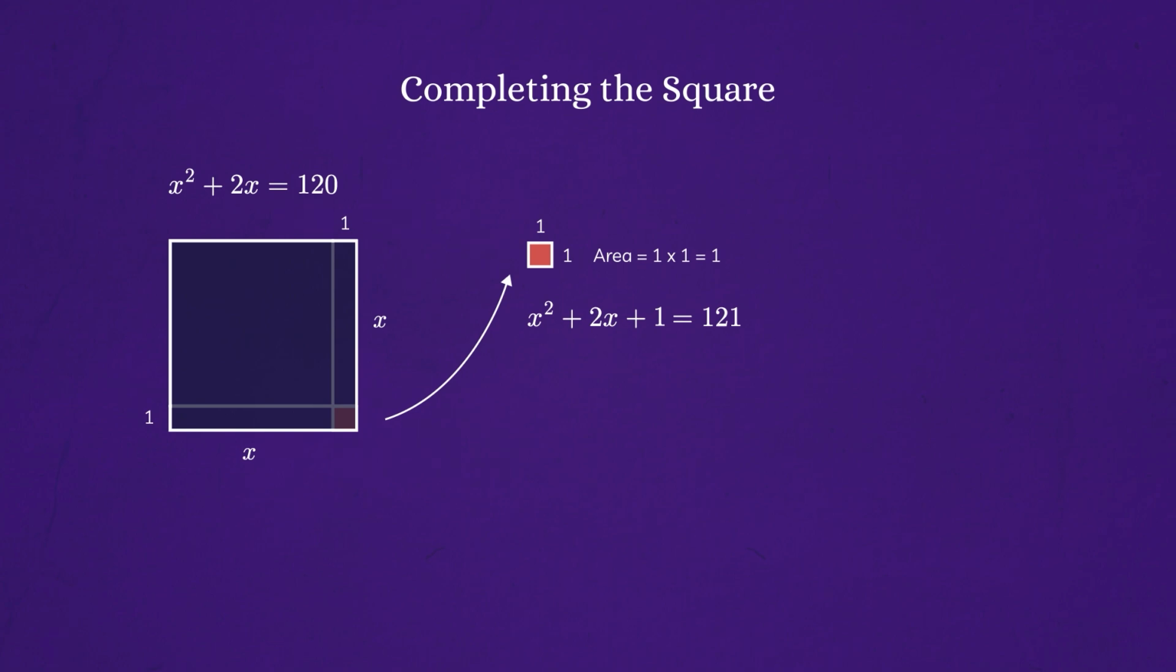If a square has an area of 121, what is its side length? It must be the square root of 121, which is 11. We can also see from the drawing that the side length of this big square is x plus 1. So x plus 1 must equal 11. From here, we can easily see that x equals 10. Beautiful. This visual technique wasn't just for one problem.